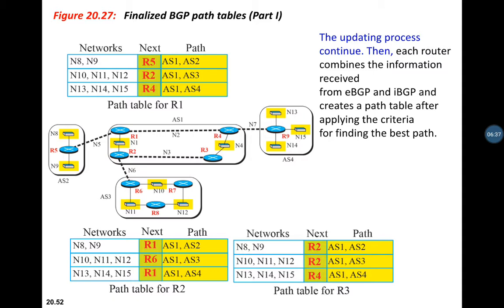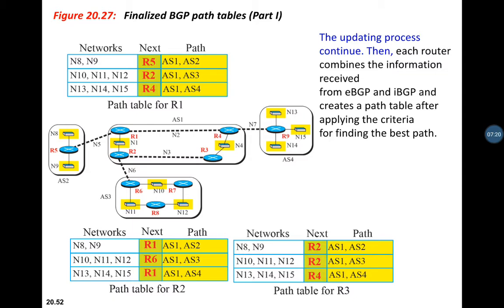Wherever a path table is written, those next routers should be the routers which are nearby, the immediate neighbors of that router. For example, when we write a path table for R1, the other routers that we consider should be R5, R2, R4. Whenever we write a path table for R2, the next routers to be considered are R1, R6 and R3. And whenever we write a path table for R3, the next routers to be considered are R2, R4. That is how it is shown.